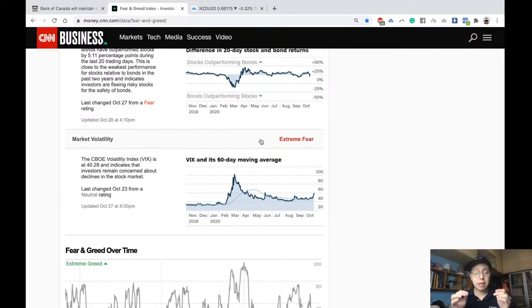Now a quick one. If it's risk off mode, what does it mean? Meaning if you're looking at currencies, your Australian and New Zealand dollars are going to weaken. If you're looking at the dollar, Japanese yen, and Swiss franc, they are going to strengthen.